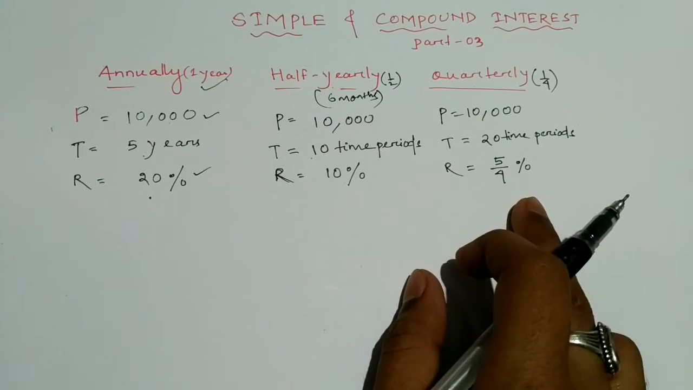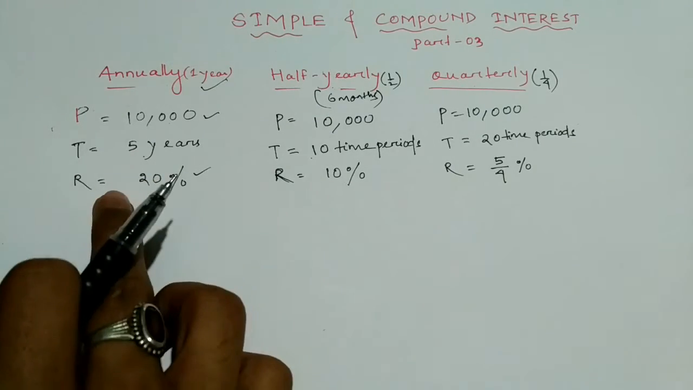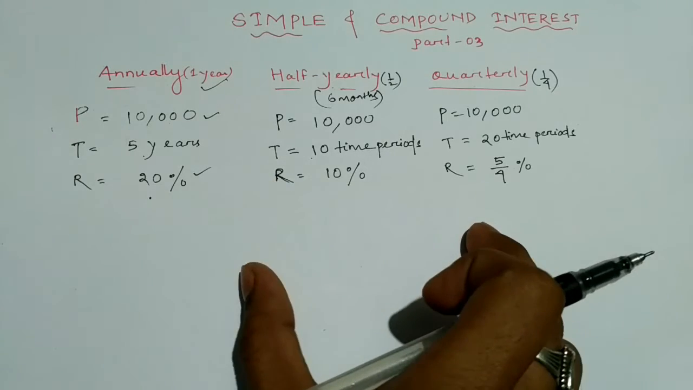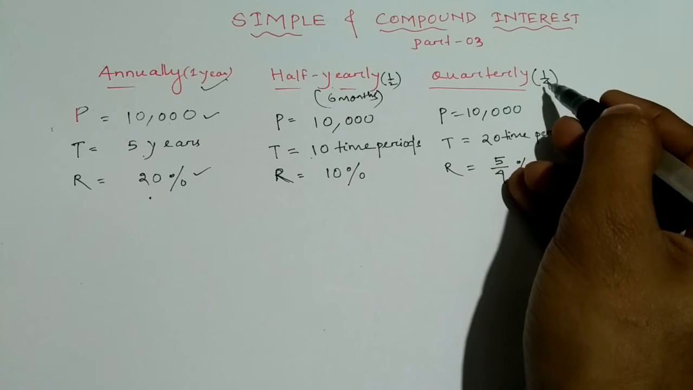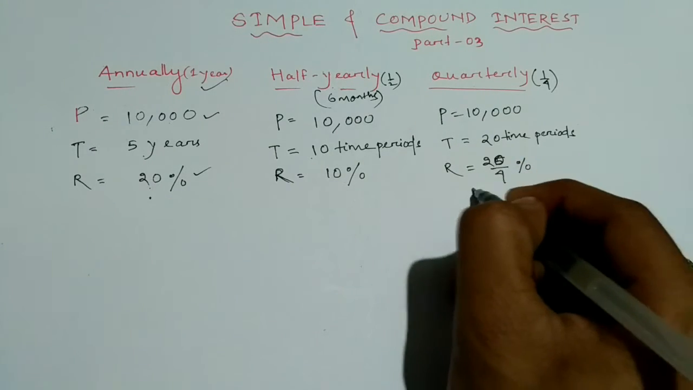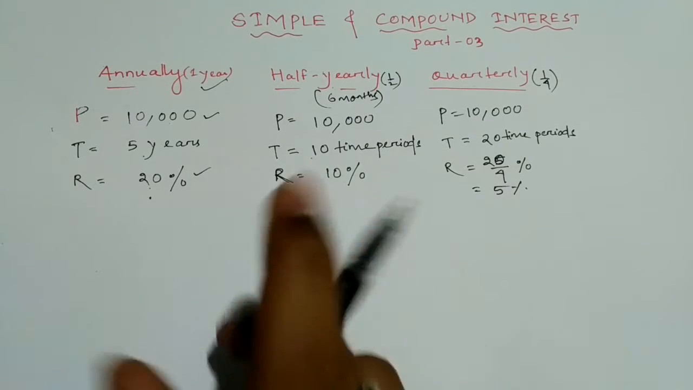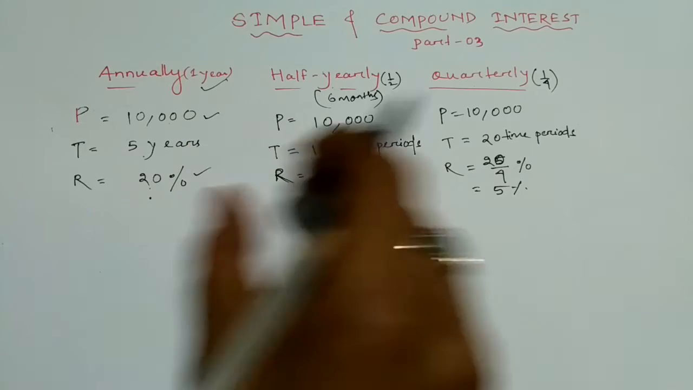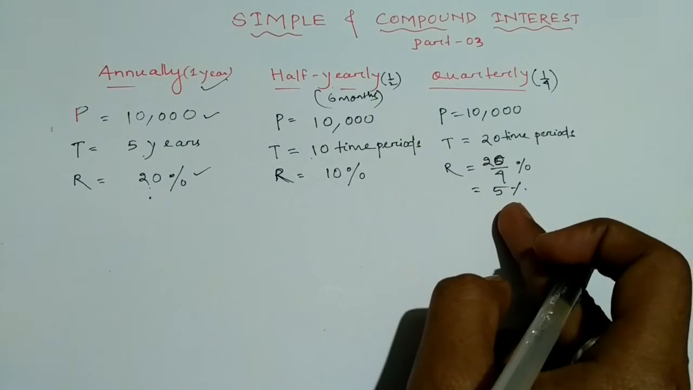How? Sorry friends, the rate of interest for 1 year is 20%. For 1 by 4 years it will be what? 20 by 4, that is 5%.